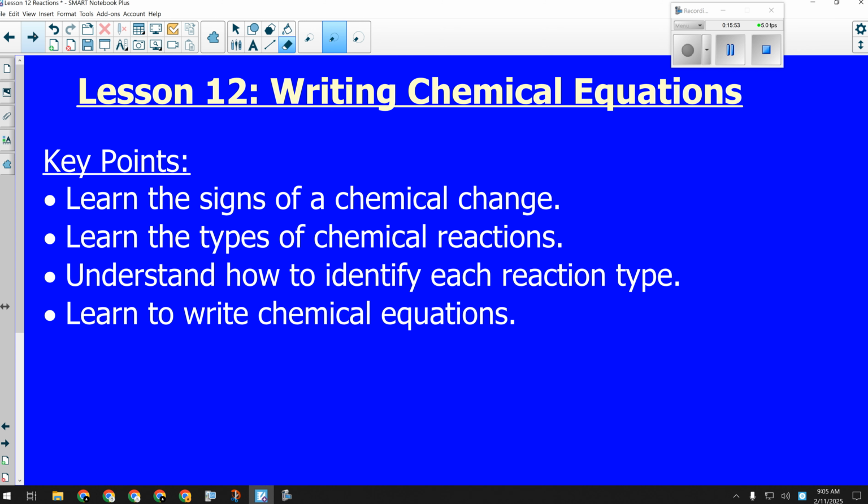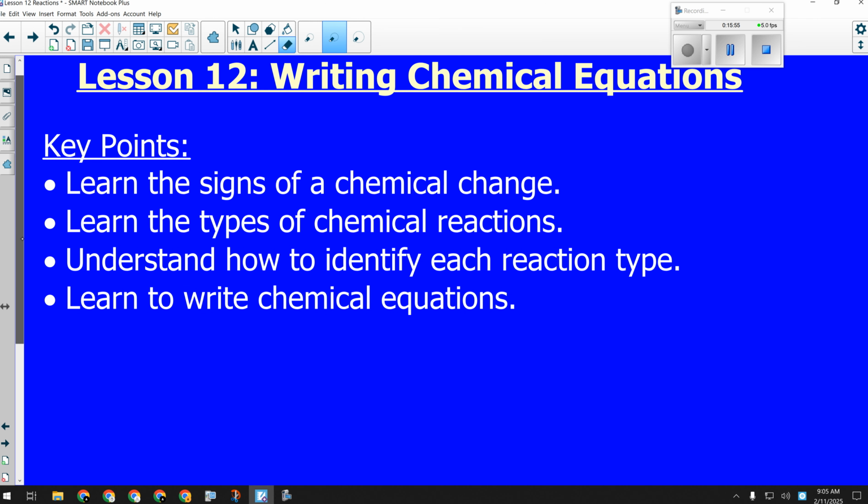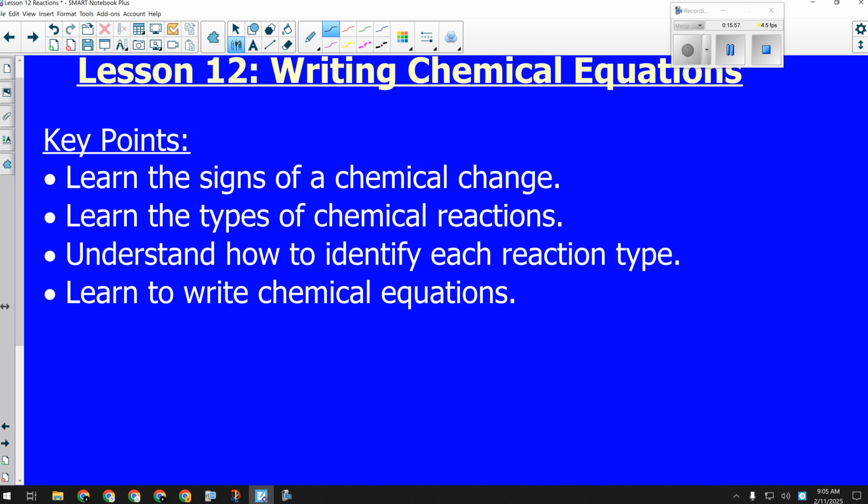Okay? So, to give you an idea here, a chemical reaction is laid out like this. Okay? We could have, let's say, compound AB plus compound CD, right? And then we'll have an arrow. These are our reactants. Okay? Because they're the things that are going to react with each other.